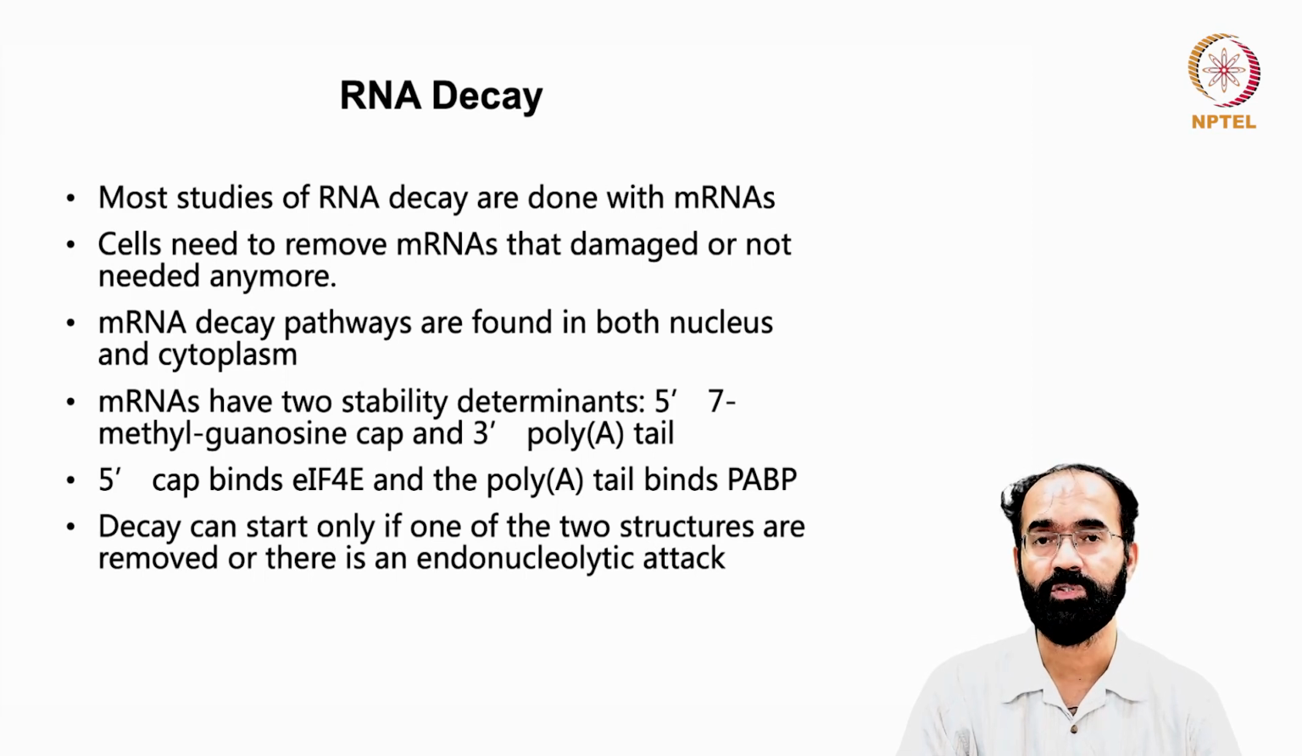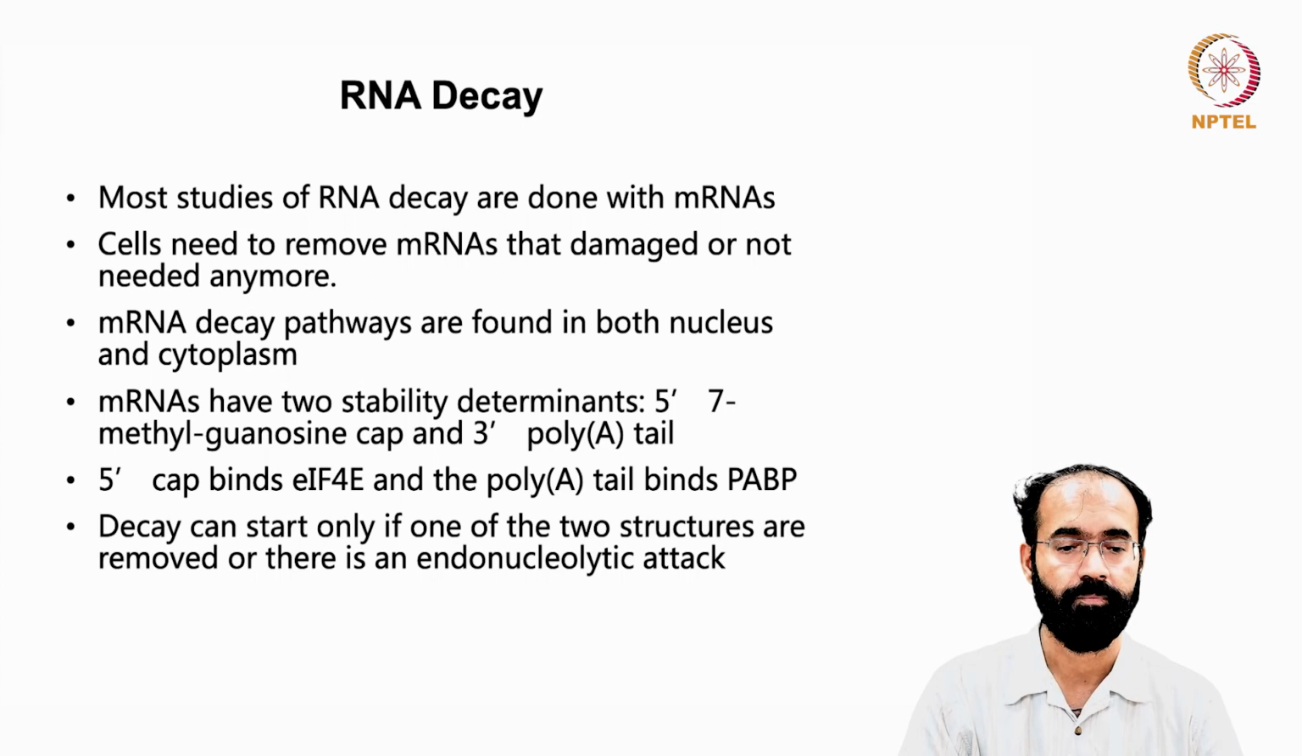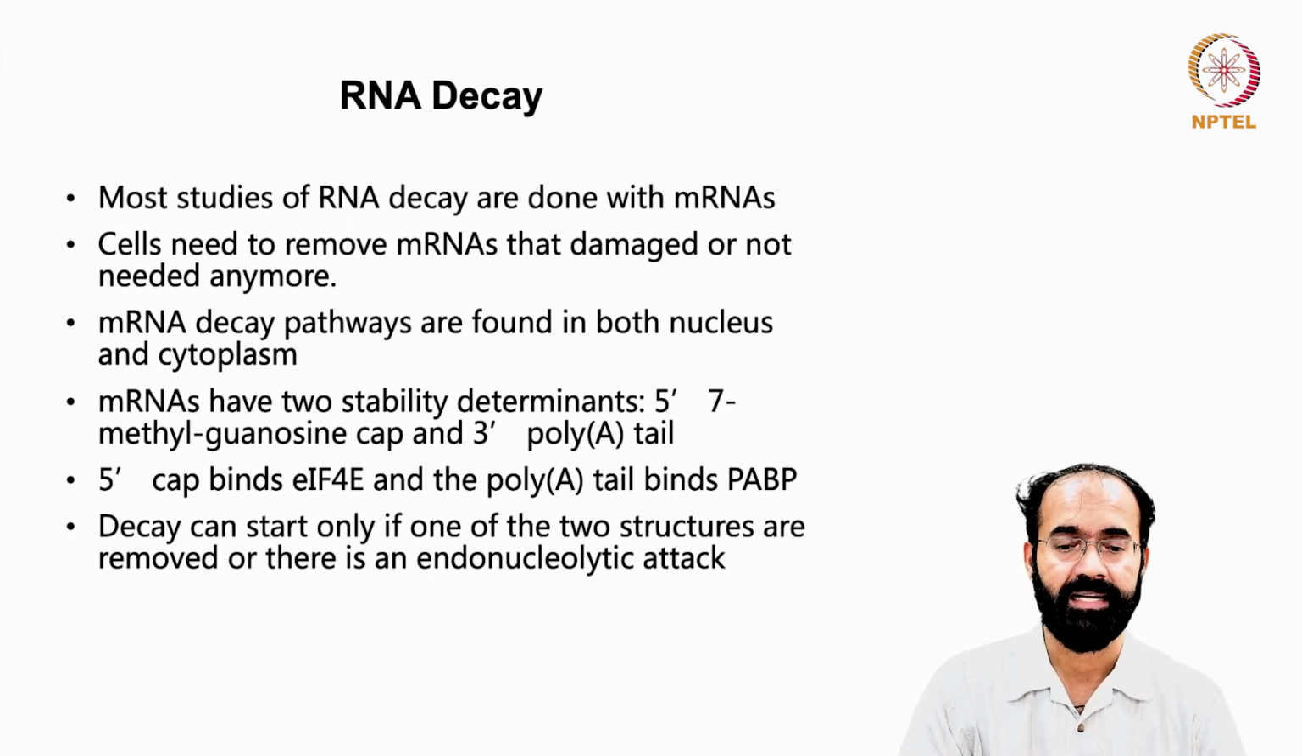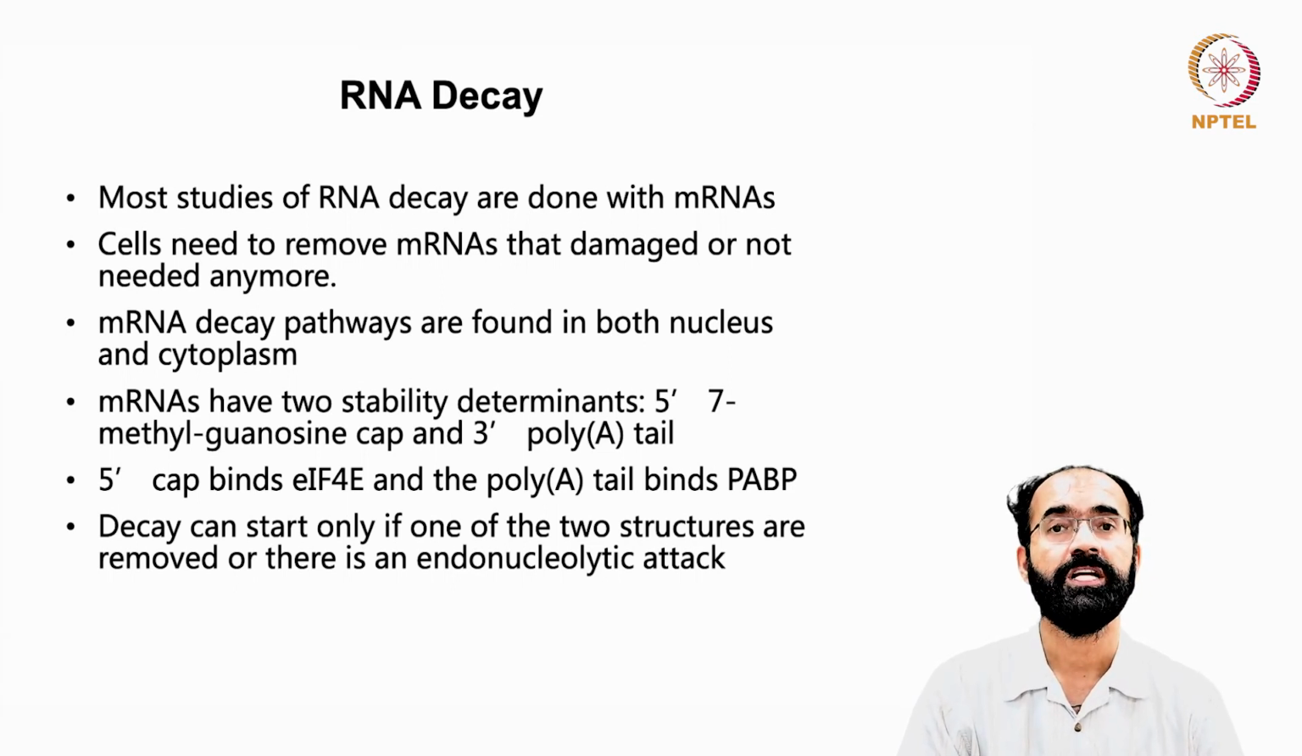mRNA decay pathways are found in both nucleus and cytoplasm, because in both places there is RNA, and quality control happens in both nucleus and cytoplasm based on which stage of RNA production is going on. So mRNAs have 2 stability determinants: at 5 prime, the 7-methylguanosine cap, and at 3 prime, the poly A tail. These are the 2 boundary yardsticks. If an RNA lacks any of these, it should be marked for degradation, because both are needed.